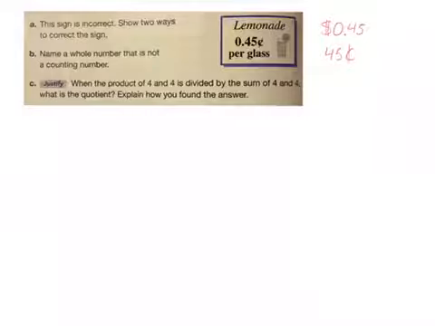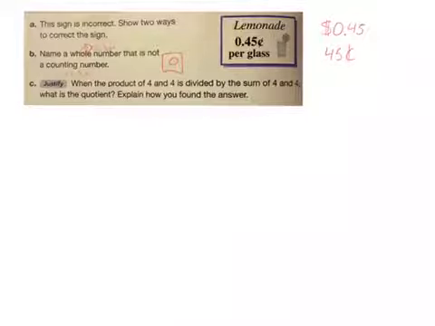Name a whole number that is not a counting number. Well, remember, whole numbers are numbers like 0, 1, 2, 3, 4, etc. And counting numbers just go 1, 2, 3, 4, etc. So the only whole number that's not a counting number would be 0.